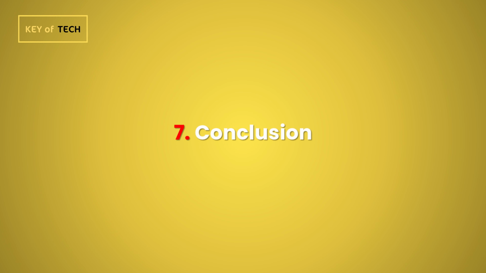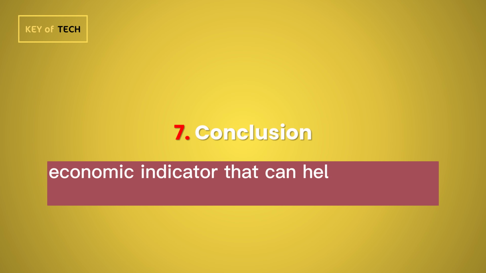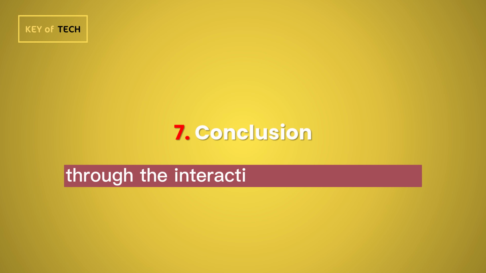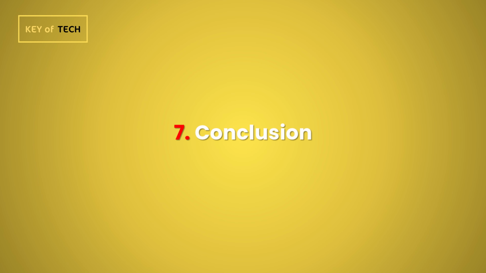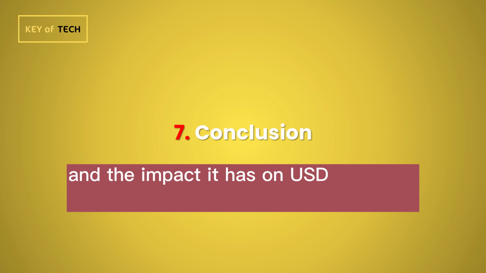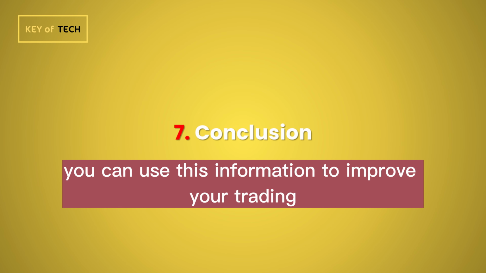In conclusion, the ISM Manufacturing PMI is a valuable economic indicator that can help you make informed trading decisions in the gold market through the interaction of USD and gold. By understanding the schedule of its release and the impact it has on USD and gold prices, you can use this information to improve your trading.